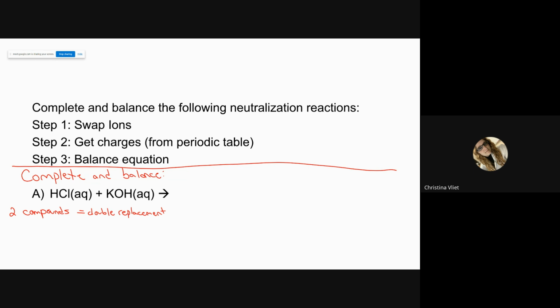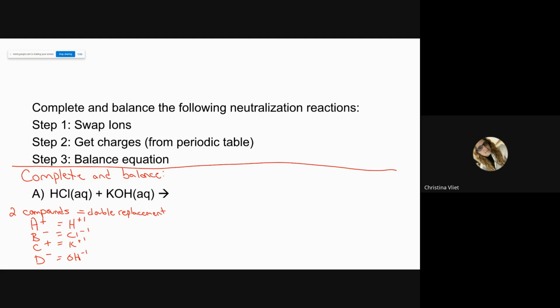So then, once we know it's double replacement, we identify our ions. And so our A plus, our B minus, our C plus, and our D minus. What is our A plus here? H plus 1. What is our B minus here? OH minus 1. What is our C plus here? K plus 1. And our D minus? Cl minus 1.